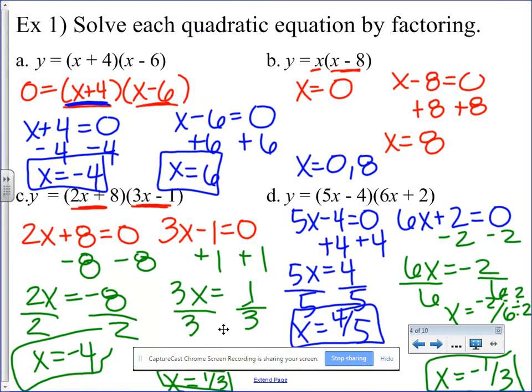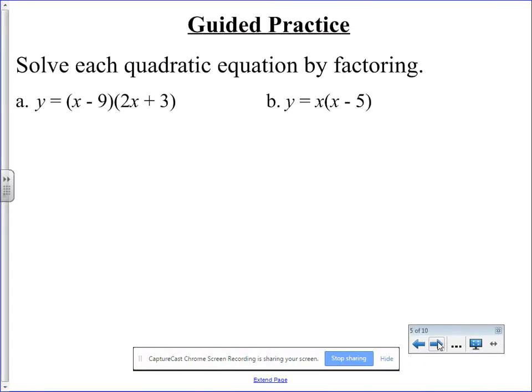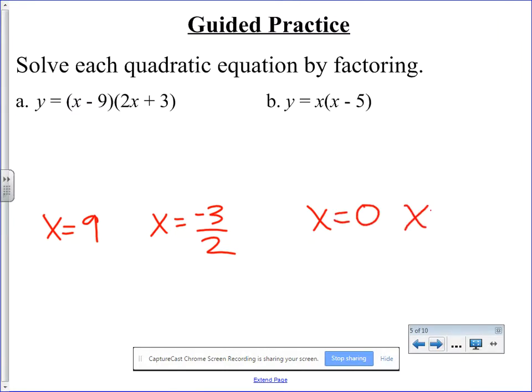So what we're doing is we're taking our factored form, setting each binomial equal to 0, and solving for our variable. I want you to try these yourself. I'm going to give you answers. If you solved correctly, you should have gotten these answers. If you attempted this and did not get these answers, raise your hand so that I can help you.